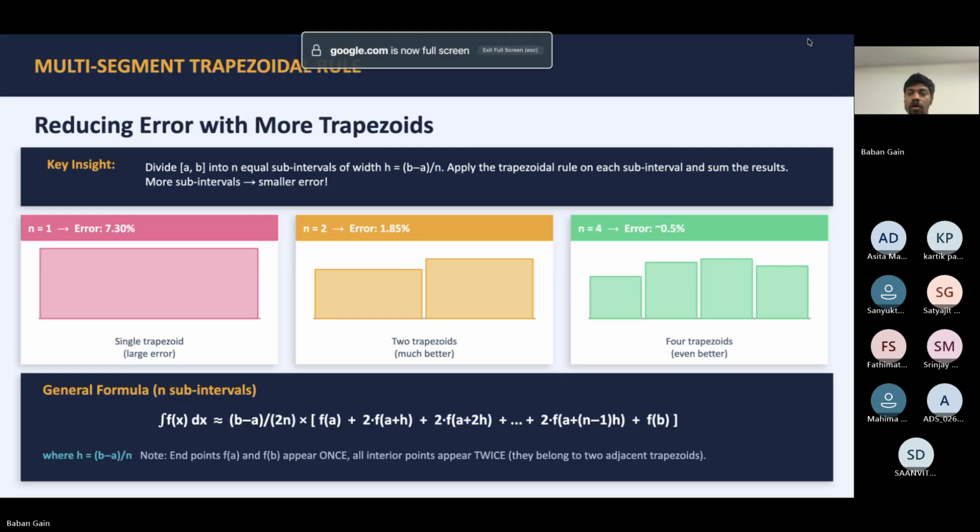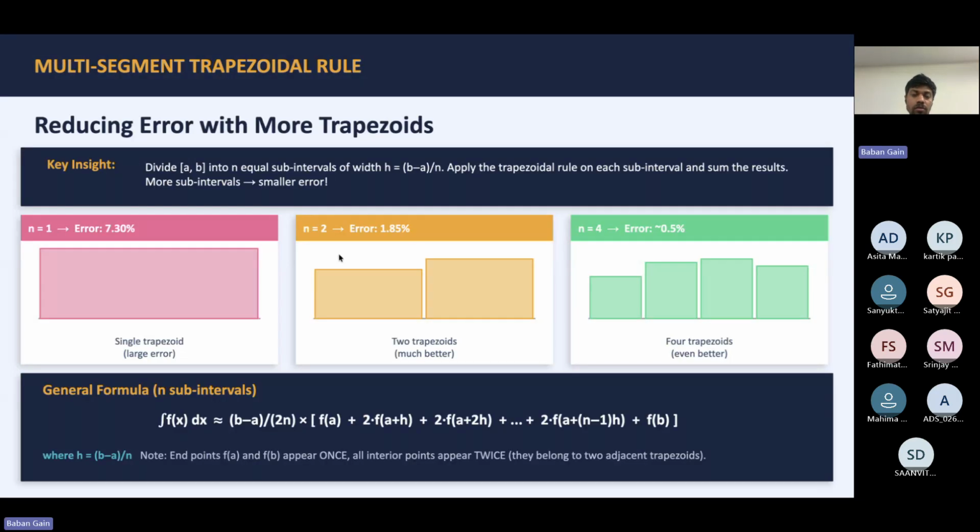If I show you with a diagram, if I draw a single trapezium, it will be like this. But if it is multiple trapeziums, they can have multiple heights, and then it can reduce the free space between the curve and the trapezoid, which is not calculated.